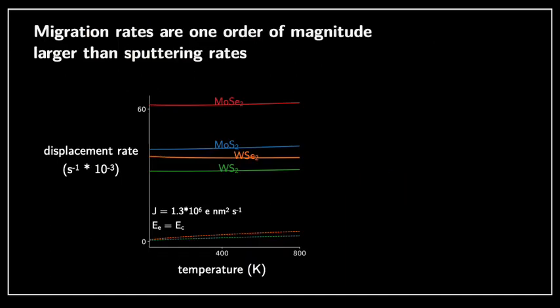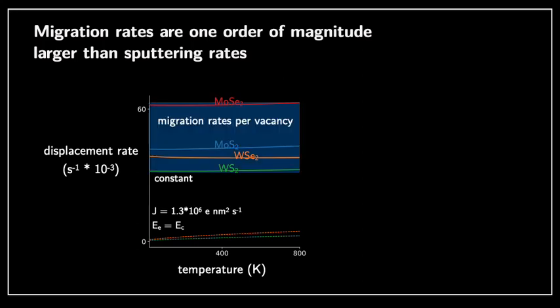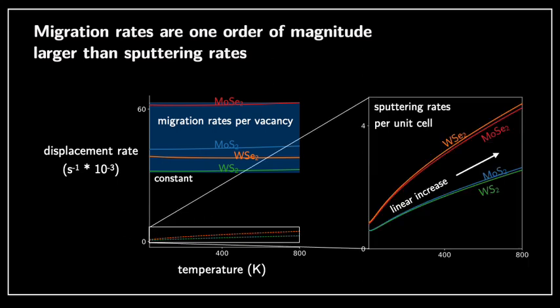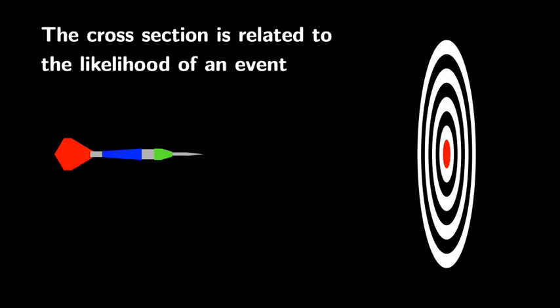And in fact, if you look at the displacement rate, the top results are for migration, and the ones at the bottom are for sputtering. You see that the displacement rate is significantly higher. It's at least one order of magnitude larger than the sputtering rate. So it is much easier to migrate an atom than it is to sputter it. But of course, you can only migrate if you have vacancies already in place, because this is a displacement of a vacancy. So to summarize, we've calculated the cross section.